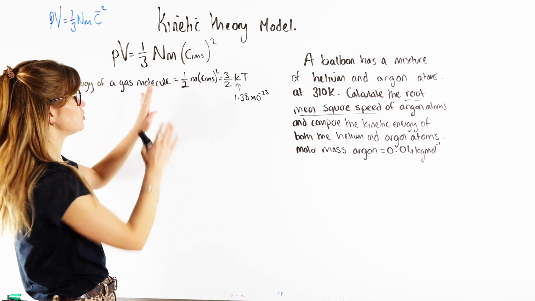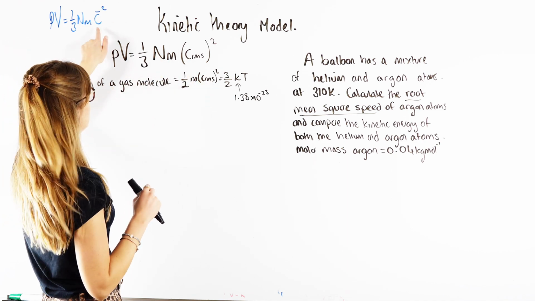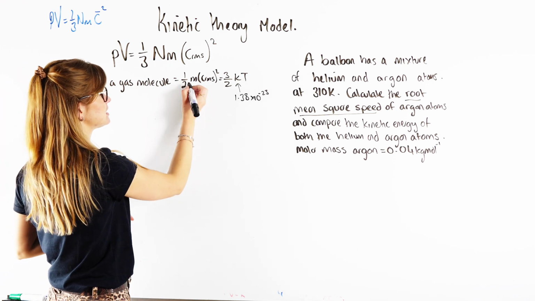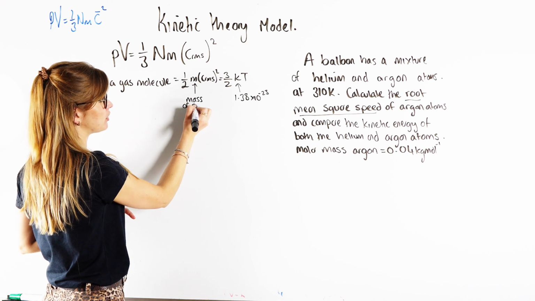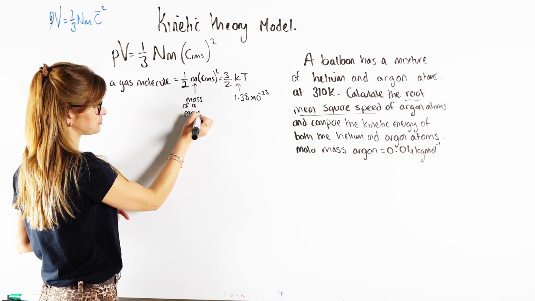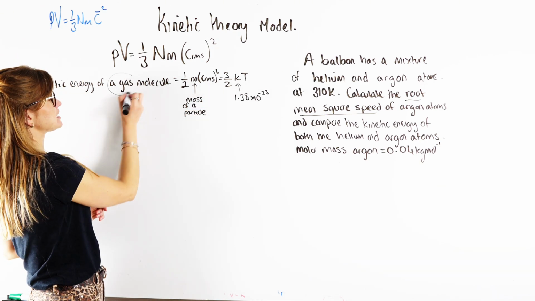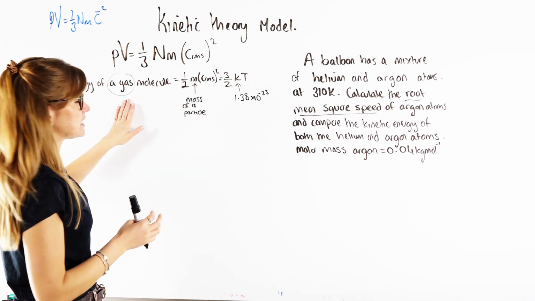In OCR, you just have the equation, but again, instead of C RMS, you write C with a little line above it. But you just need to remember that the little m always stands for the mass of a particle or of a molecule. That's why you know this equation is used to represent a gas molecule, right? A single one, not the whole number of particles, just a single particle.